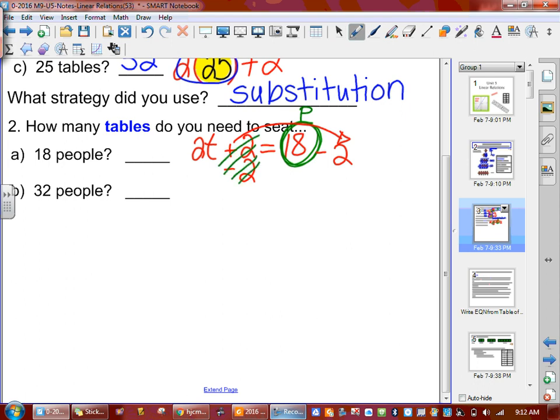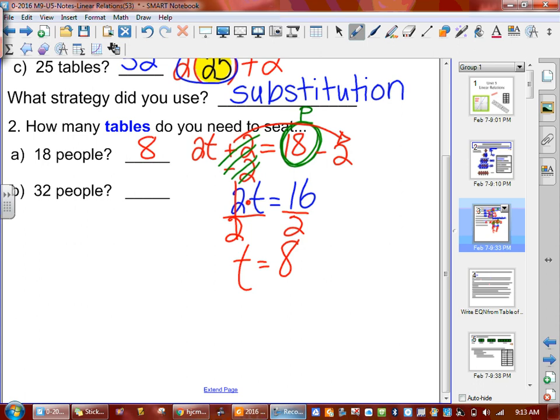And now I'm left with 2 tables equals 16 people. So how many tables am I going to need? 2 times how many tables gives me 16? It is 8. Now, if I were to do the math, what math operation would I use? Right now I'm multiplying because they're sitting squished together. So the opposite is? Divide. Dividing, good. So I'm going to divide by 2, divide by 2. So I'm going to get T is equal to 8. Okay? So I need 8 tables if 18 people come.